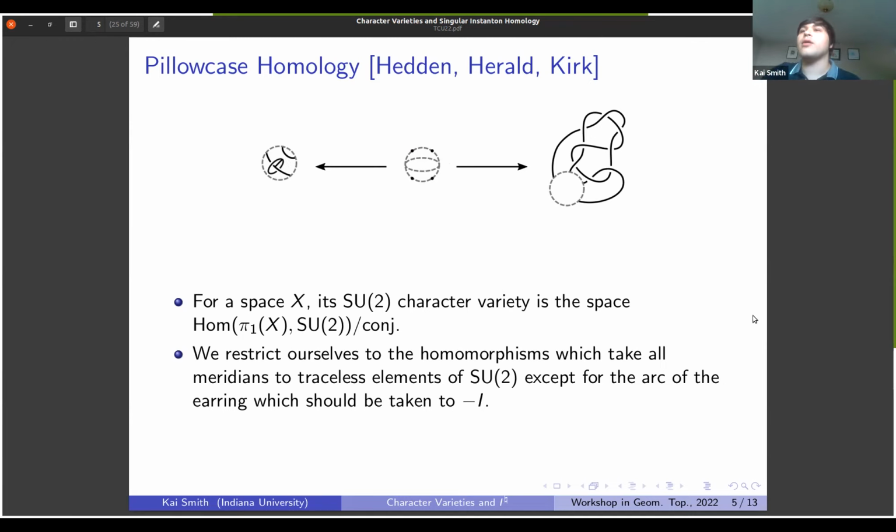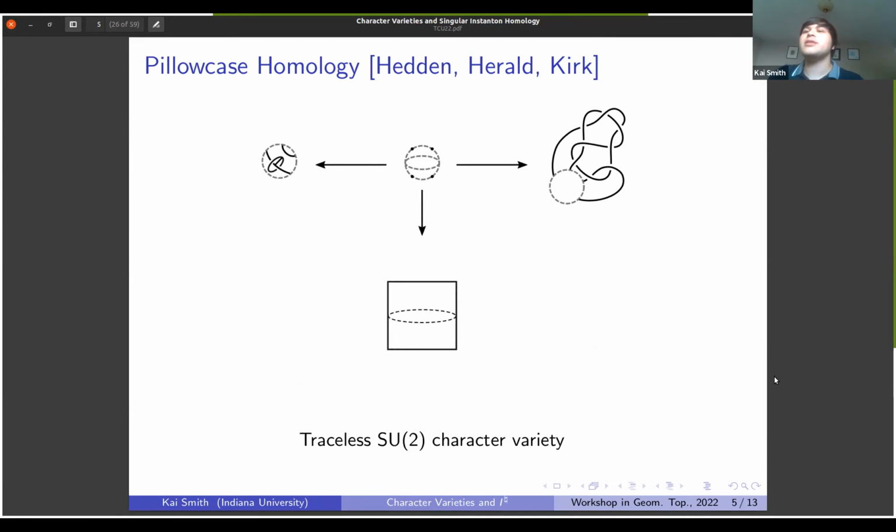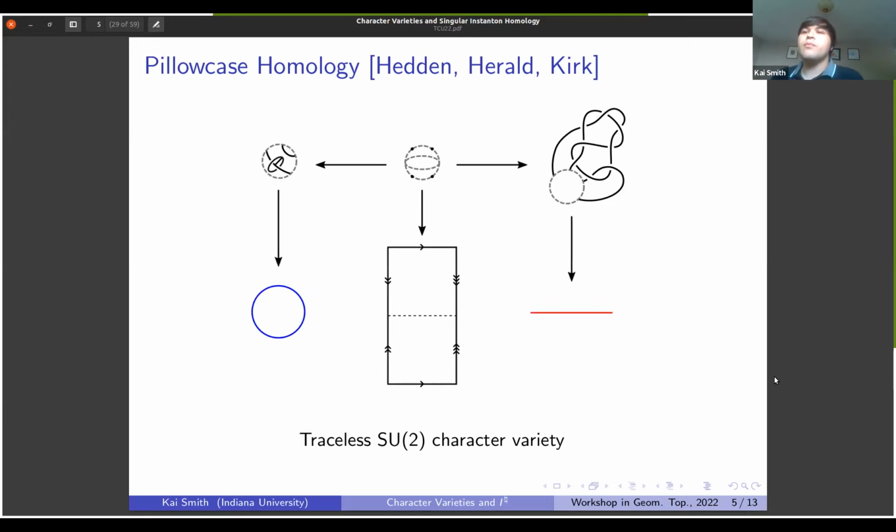And so what are the character varieties of these spaces? So for the 4-punctured sphere, we get this space called the pillowcase, which is homeomorphic to a 2-sphere with 4 singular points. And we'll unfold it like this so it's easier to draw on. And then for each of our tangles, we'll get some space. So let's say we get a circle for this one and an arc for this one.